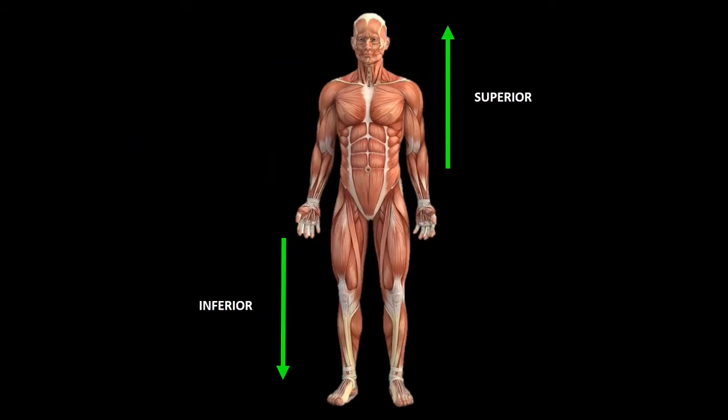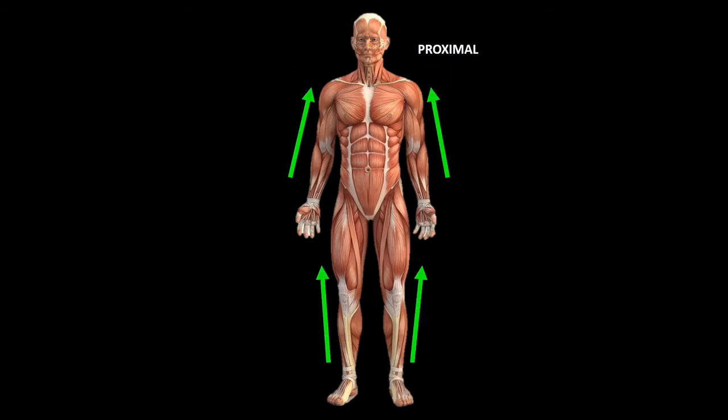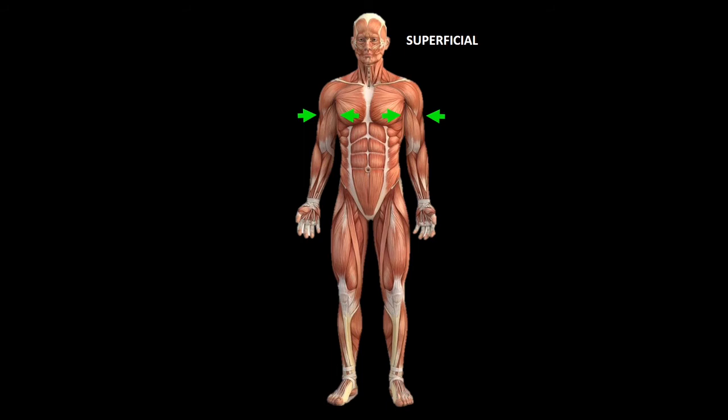Now, we have superior, which is the upper part of the body, and inferior, which is the lower part of the body. We have medial, which is toward the body longitudinal axis, and lateral, which is away from the body longitudinal axis. While proximal means towards the attached base, and distal means away from the attached base. Superficial refers to near the body surface, such as skin, receptor, and hair follicle, while deep refers to further from the body surface, such as bone, nerve, and muscle.